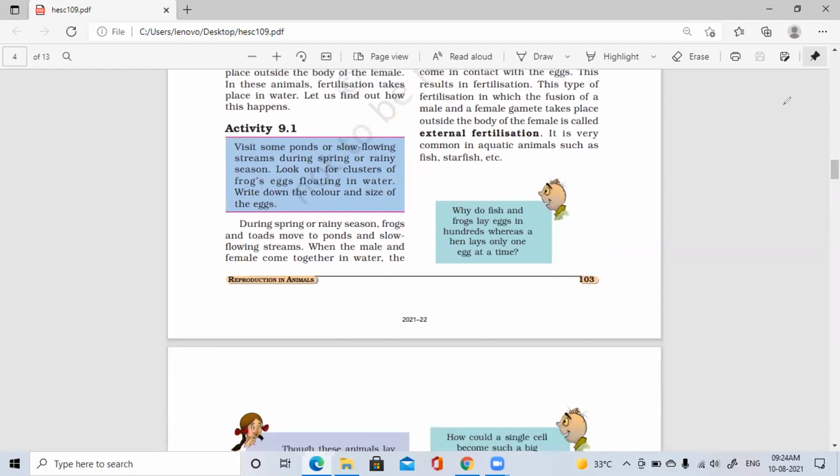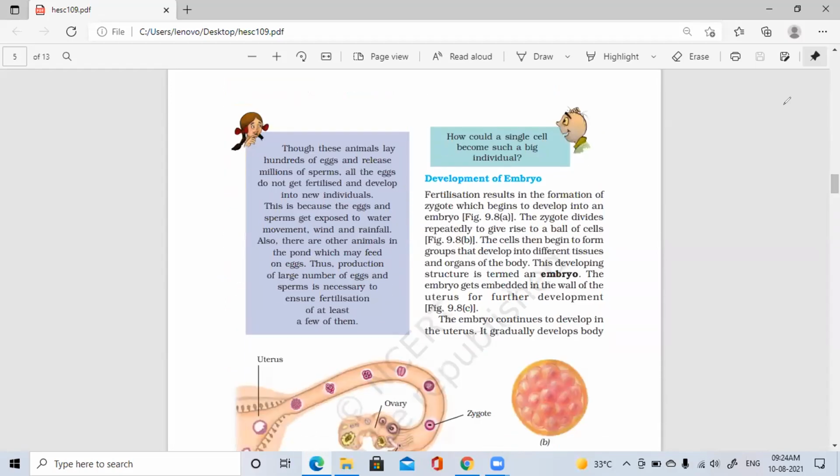So this is external. Why do fish and frogs lay eggs in hundreds, whereas a hen lays only one egg at a time? Because out of hundreds, all will not fertilize. Right? Because these animals lay hundreds of eggs and release millions of sperms, all the eggs do not get fertilized and develop into new individuals. This is because the eggs and sperm get exposed to water movement, wind, rainfall. There are so many natural calamities they have to suffer. So that's why there are hundreds of eggs.